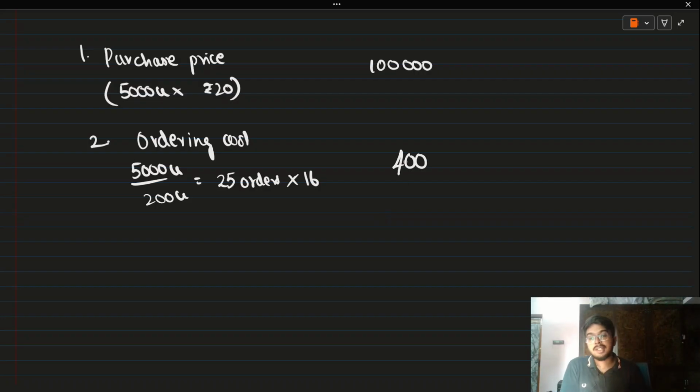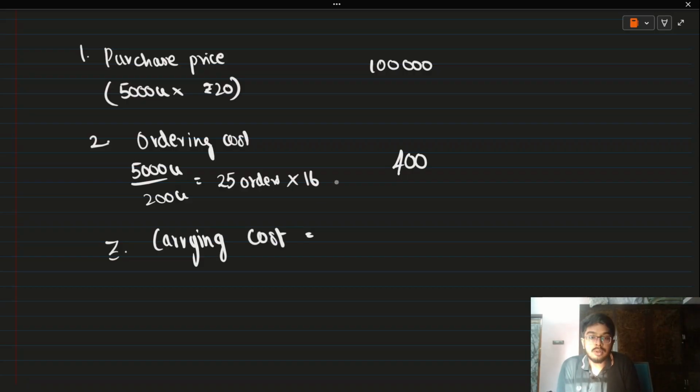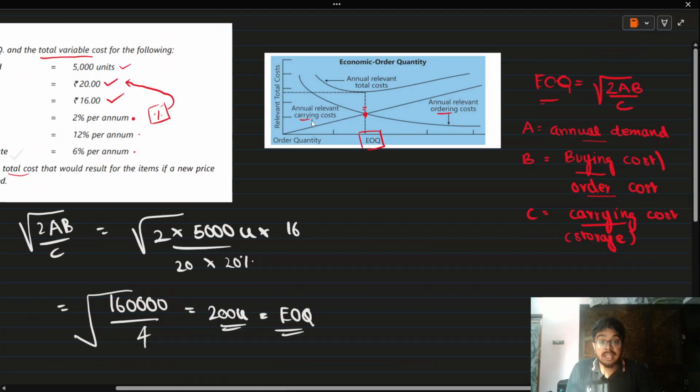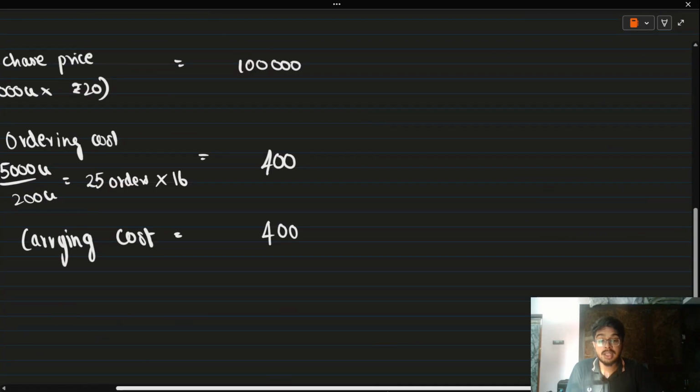Now let me ask you a question. Next is carrying cost. Without any computation or any calculation, can anybody say what is the carrying cost? The carrying cost will be 400 rupees because it is the EOQ. EOQ is the point at which both annual carrying cost and annual relevant ordering cost are in equilibrium and at their lowest. That is why these both are equal.